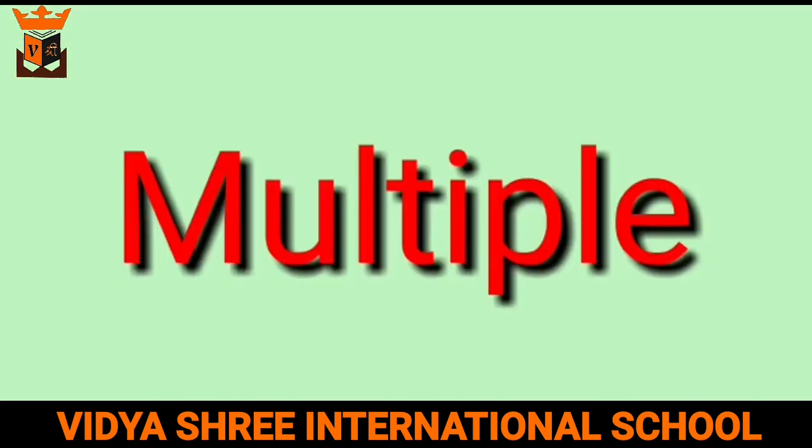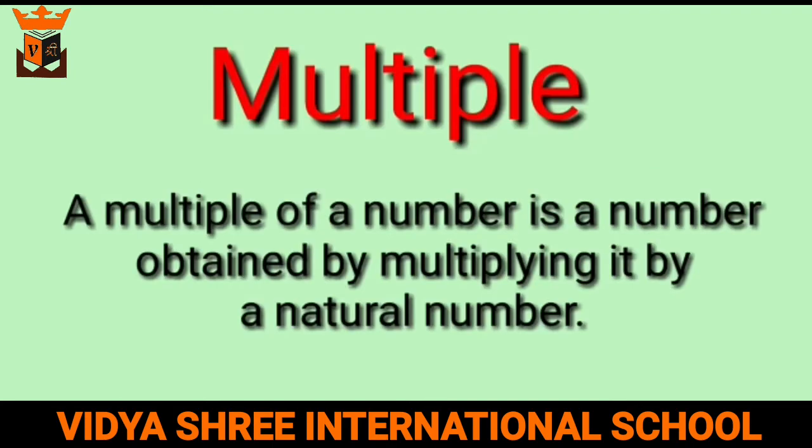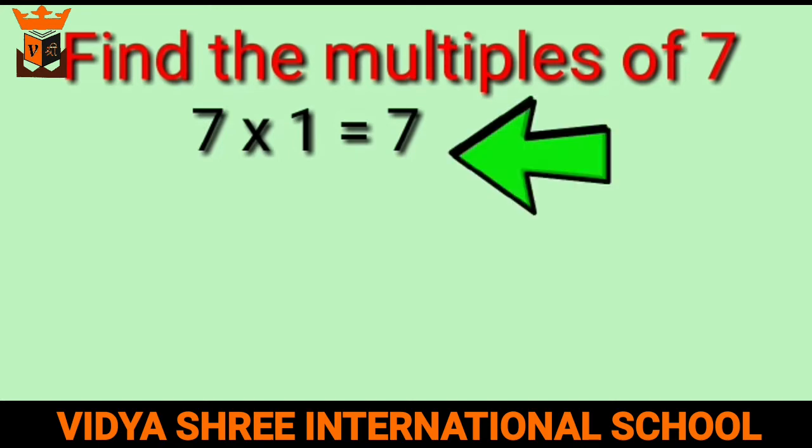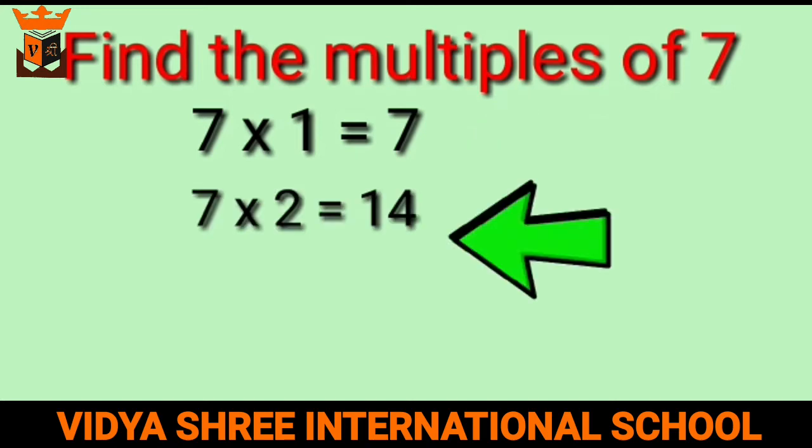Multiple. A multiple of a number is a number obtained by multiplying it by a natural number. Say, we have a number 7. 7 multiplied by 1 is 7. This 7 is one of the multiples of 7. 7 multiplied by 2 is 14. 14 is another multiple of 7.